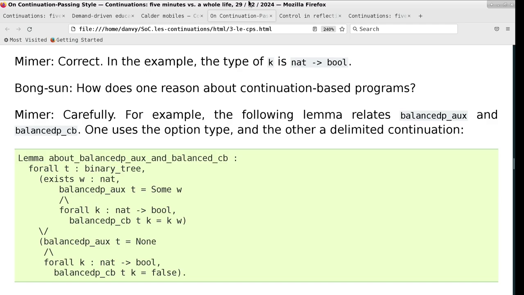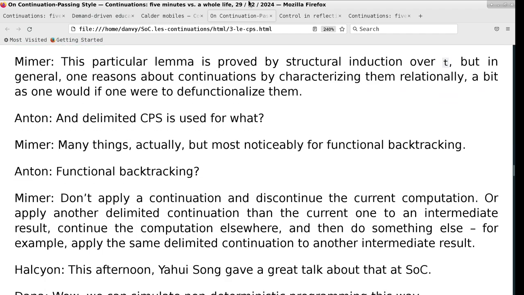That's done with two cases. So either the result of the balance is some or it is not. And then together with that, there is the fact that when we apply balance, the continuation is applied. And the other one, if it returns none, then the continuation is not applied and the result is. This particular lemma is proven by structural induction, but in general, one reasons about continuations by characterizing them relationally, a bit as one would if one were to defunctionalize them.